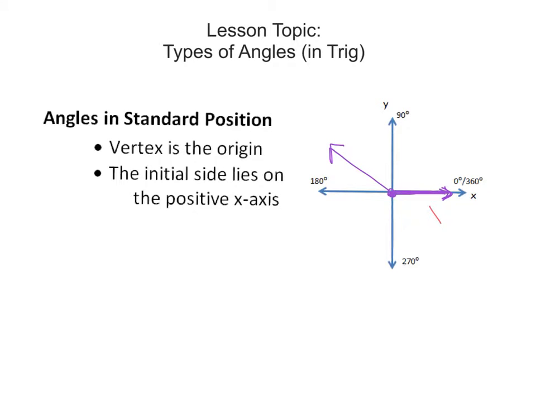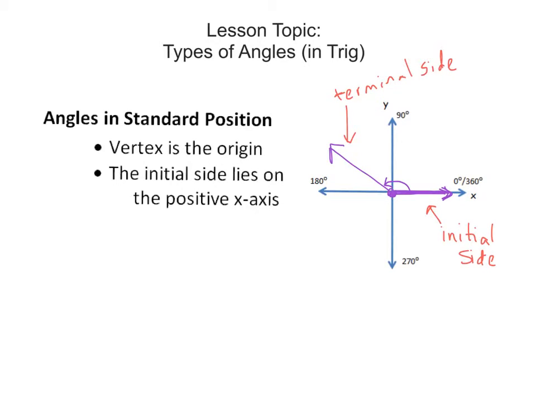Now, this ray is our initial side. Initial meaning beginning. And therefore this one here would be called our terminal side, because terminal means the end. All right, so initial side and terminal side. Our angle is right here. Right now we know that angle is somewhere between 90 and 180 degrees. Doesn't look like it's quite in the middle. I would estimate this to be about 140 degrees.